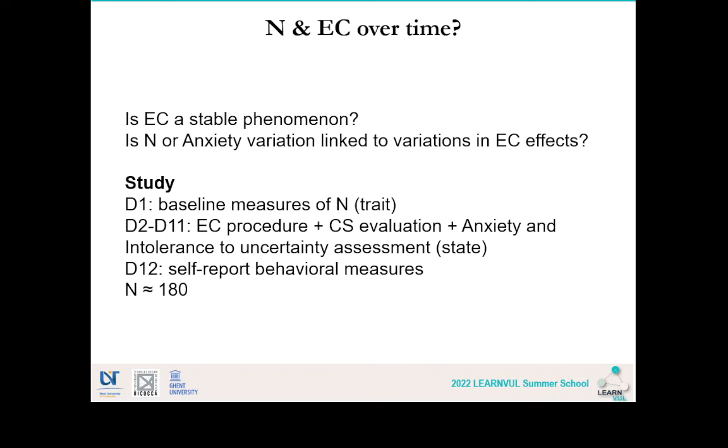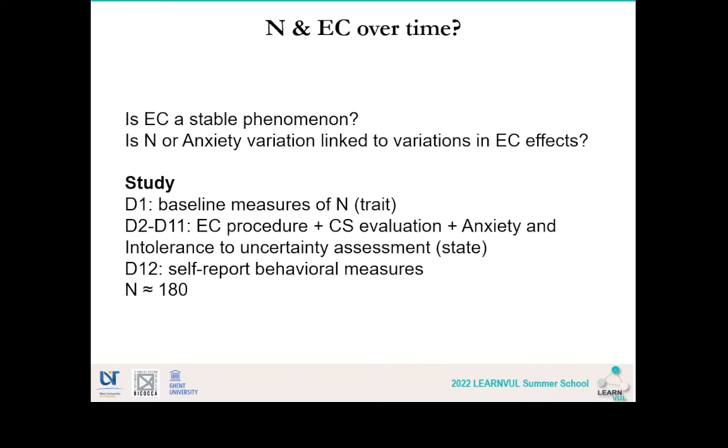Okay. But the idea was, first, is the EC effect stable? So if I'm taking several EC procedures, do I show the same effect? Okay. Looking at covariation, at one time I look at the relationship between EC and trait anxiety, but what if I'm looking at state anxiety and EC? Okay, that was the idea. And also whether the individual differences in the trait would moderate this covariation, for example.